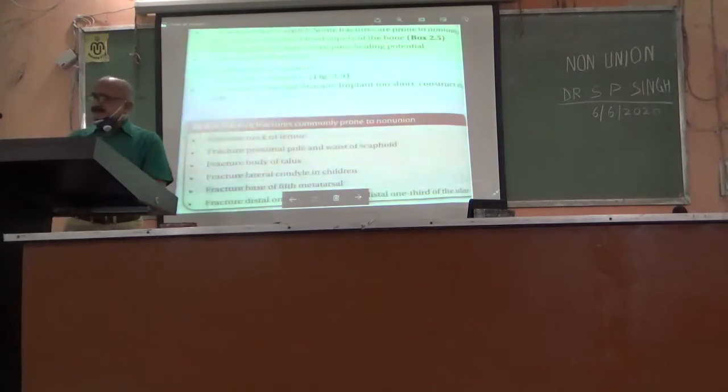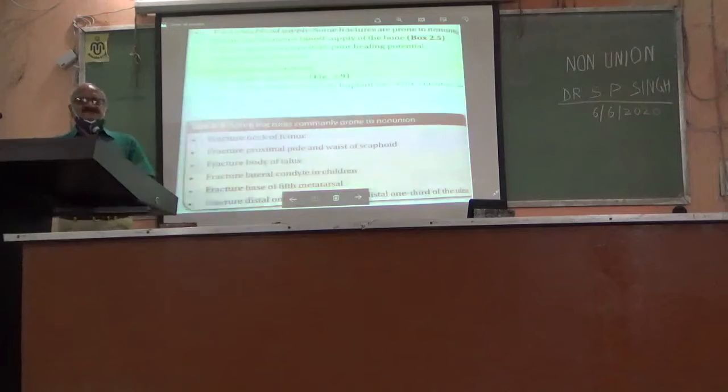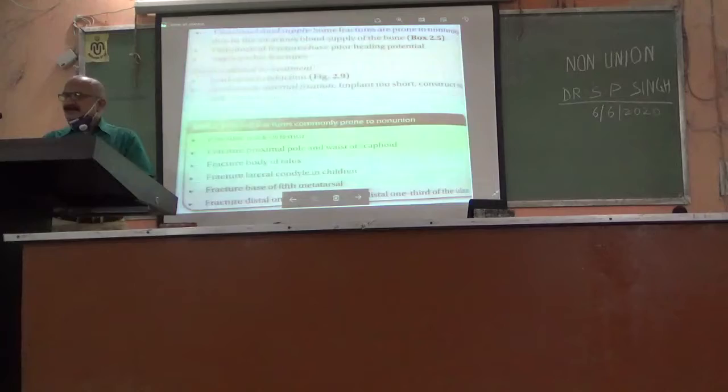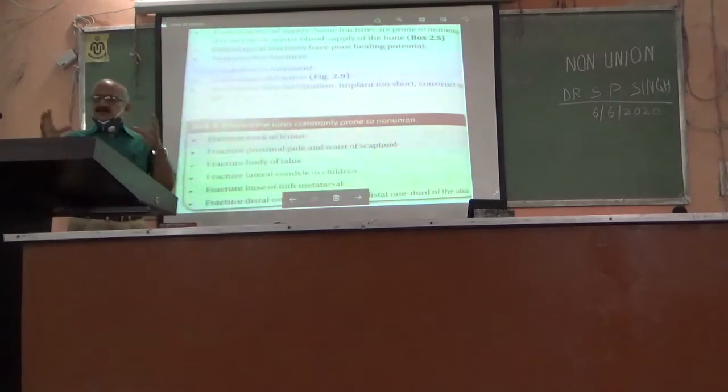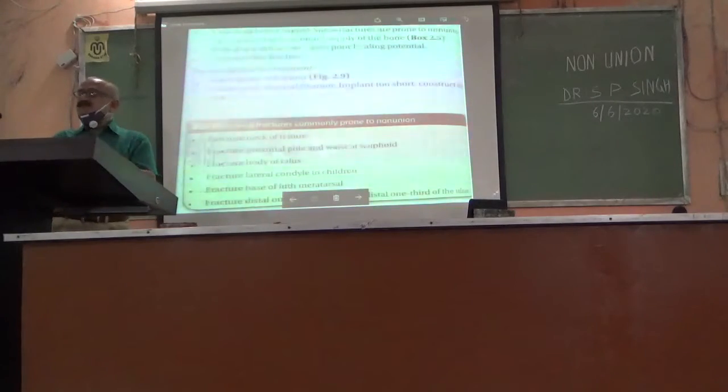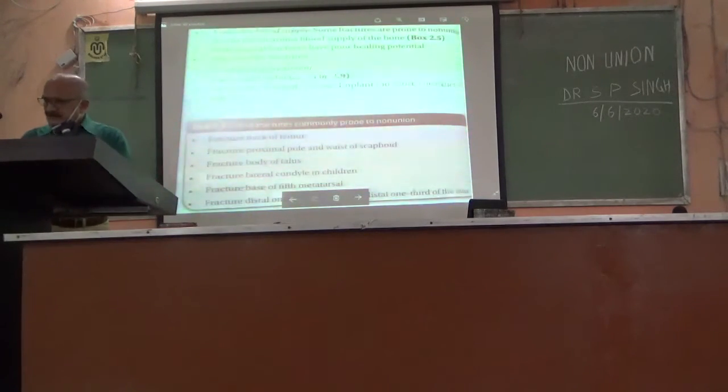Neuropathic fractures. What are neuropathic fractures? A fracture occurring in a neuropathic joint or neuropathic bone area. You know, neural innervation is very essential for proper nutrition of the bone. And this is one factor where the bone may as well go to non-union.